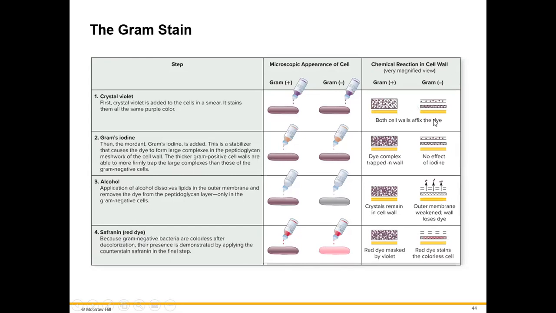So again, in the first step, both cells affix the dye, the crystal violet. When you add the iodine, it becomes complex. The dye complex traps into the cell wall. The iodine has no effect on gram negative. When you do the alcohol wash, the crystals remain in the cell wall if it's gram positive, but the outer membrane is weakened and the cell wall loses the dye if it's gram negative.